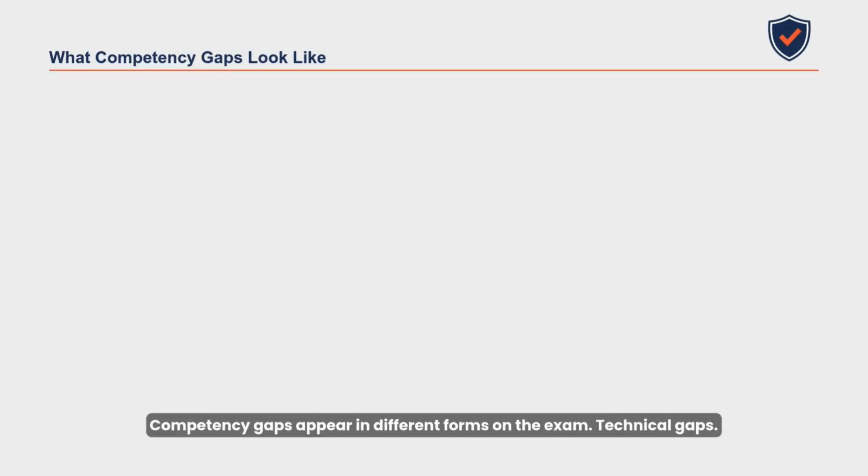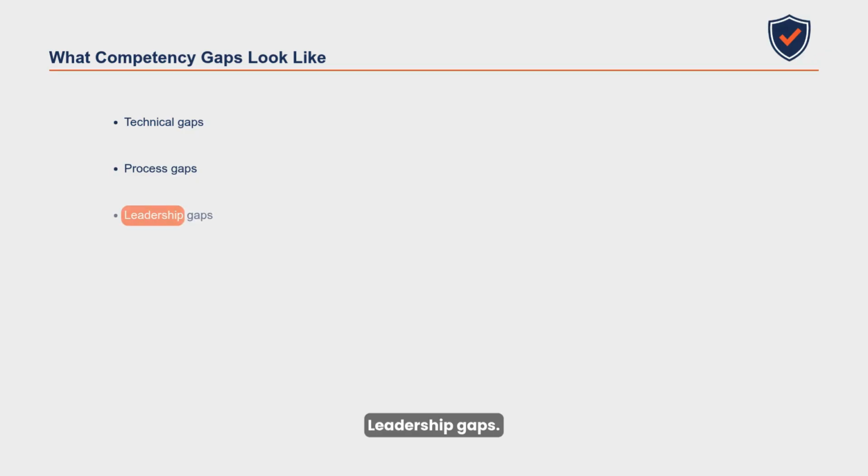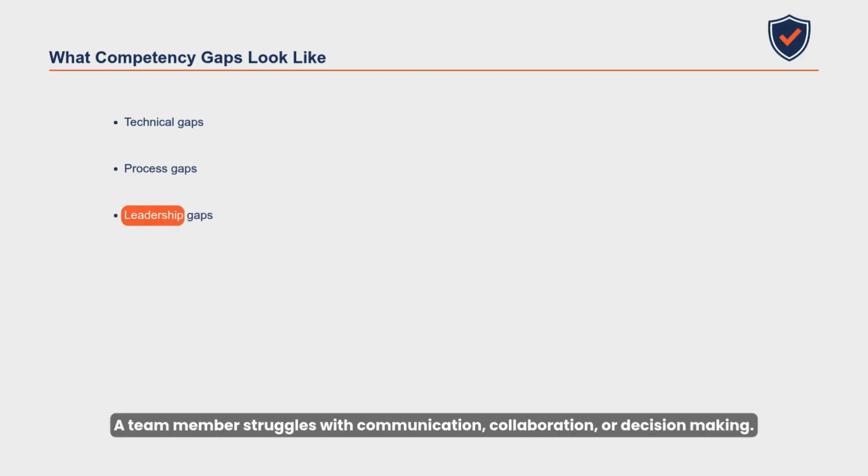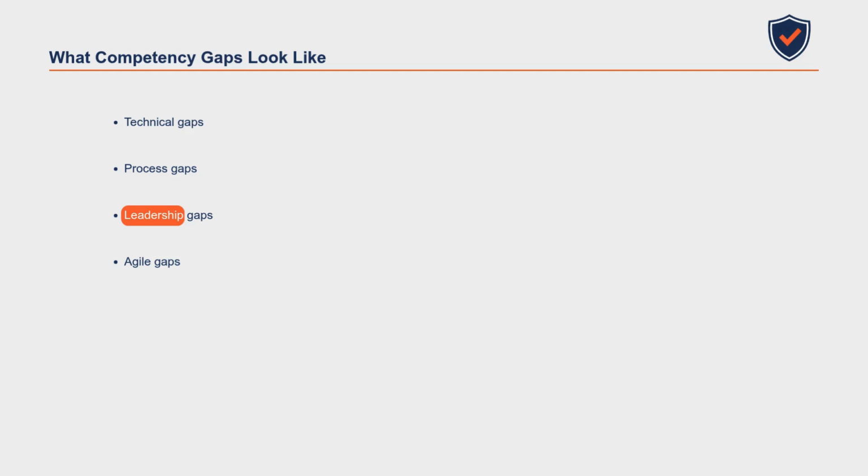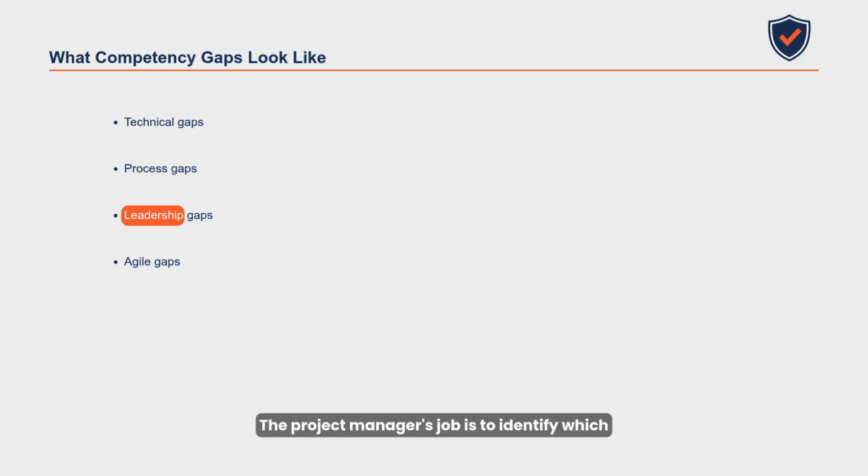Competency gaps appear in different forms on the exam. Technical gaps. A team member lacks a specific tool, technology, or methodology skill. Process gaps. The team does not know how to follow a particular project process. Leadership gaps. A team member struggles with communication, collaboration, or decision-making. Agile gaps. The team is unfamiliar with Agile ceremonies, roles, or practices. The project manager's job is to identify which type of gap exists before choosing the right training solution.